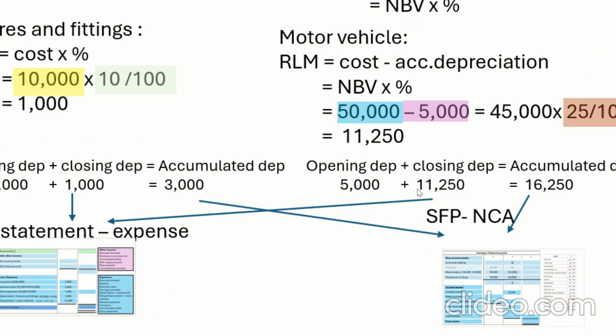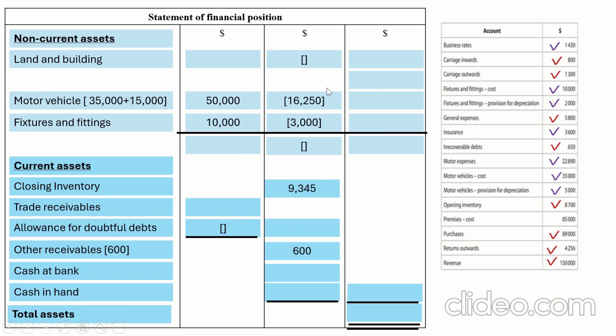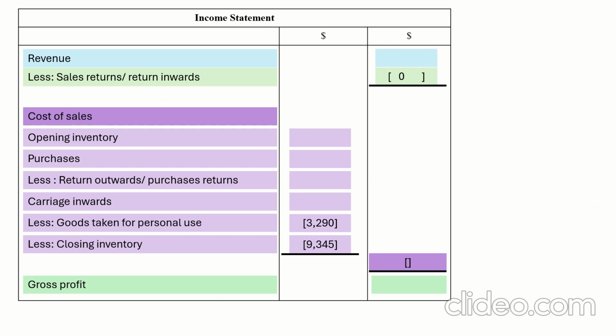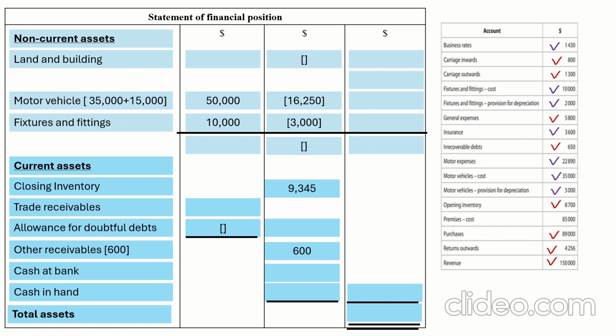Whereas in the statement of financial position, you take the accumulated depreciation, the total depreciation for motor vehicle 16,250, you less this in the second amount column. For fixtures and fittings 3,000 depreciation should be deducted over here from the cost of fixtures and fittings. Now we are done with all the adjustments. Now it's time to post entries of the remaining information in the table given.